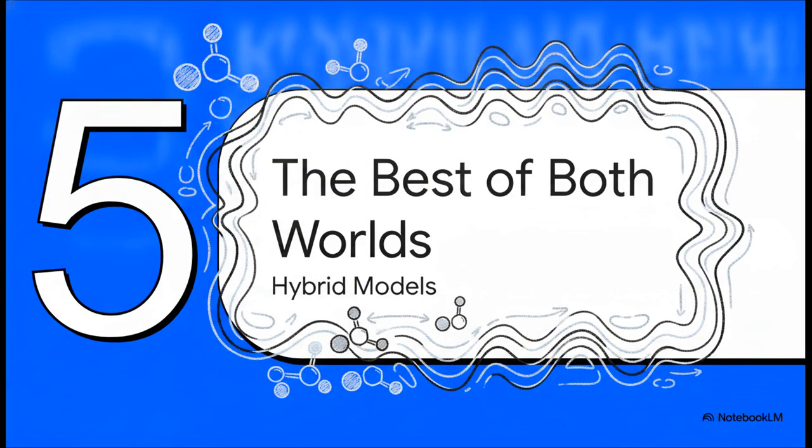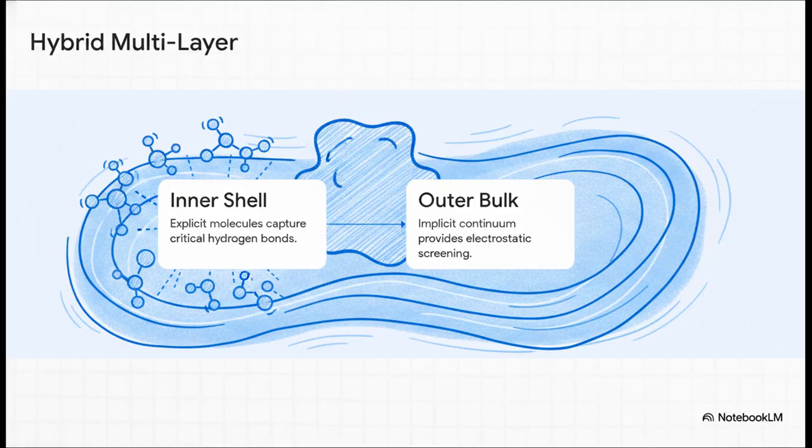Act 5. Getting the best of both worlds. In the modern director's cut, we don't actually have to choose just one method. We combine them into a multi-layered scheme. It perfectly blends those high-definition explicit close-ups with a fast, implicit, wide-shot backdrop. You take a small handful of explicit water molecules and place them in the inner shell, right up against your biomolecule, to handle the critical, specific hydrogen bonds. Then, for the vast outer bulk of the ocean, you use the implicit continuum model. You get local accuracy where it matters and incredible speed everywhere else.